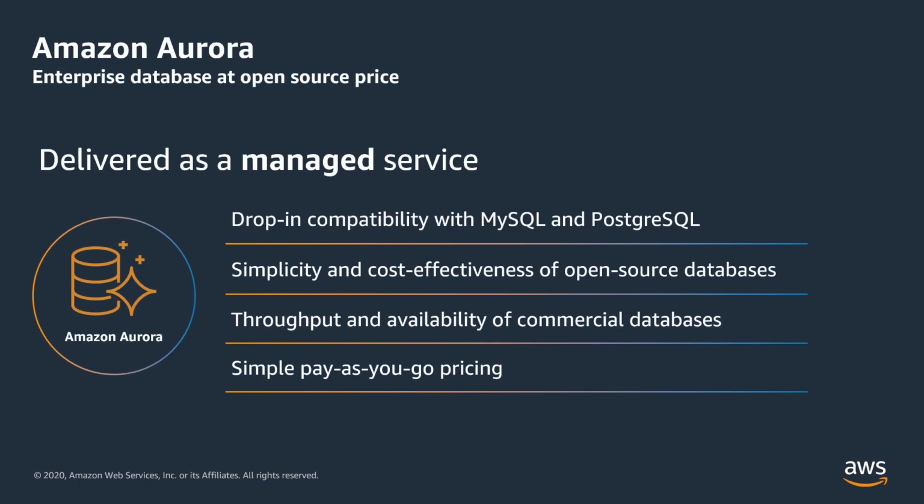Let's spend a couple of minutes talking about Amazon Aurora. Amazon Aurora is a database built for the cloud. It is delivered as a managed service, and it comes with two compatible engines, either MySQL or PostgreSQL. It brings you the simplicity and cost effectiveness of the open source world, which means there is no licensing cost, and it gives you the throughput and availability of the commercial database engines. All of this comes with the promise of AWS of simple and pay-as-you-go pricing.